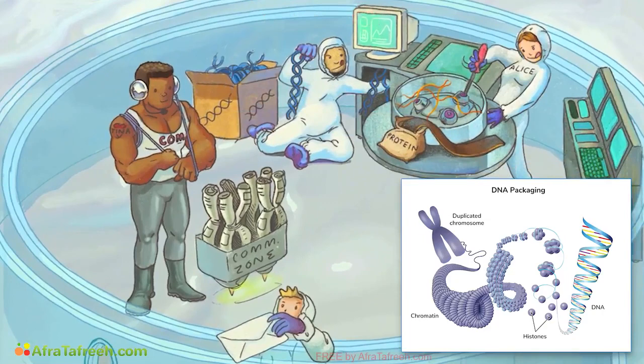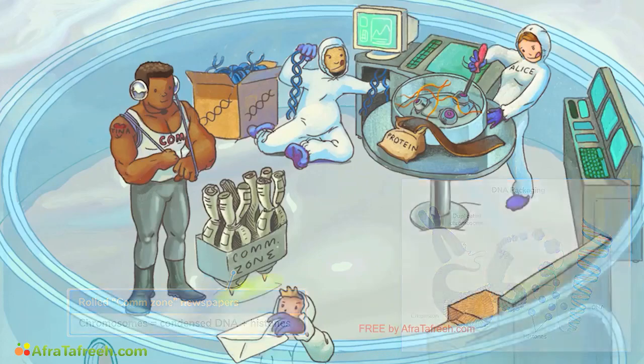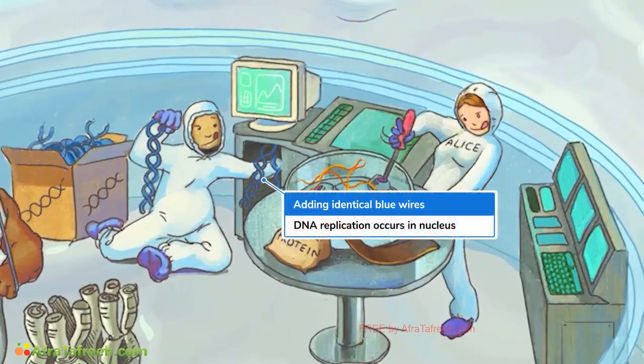The tightly packed DNA and histones that are stored in the nucleus are called chromosomes. See how these tightly packed newspapers kinda look like a duplicated chromosome? Note that when a cell is not replicating, chromosomes are linear rather than X-shaped. The nucleus is also where DNA replication takes place. That's why this guy is adding helical blue wires here, and they look like exact copies of the ones already in this command center.